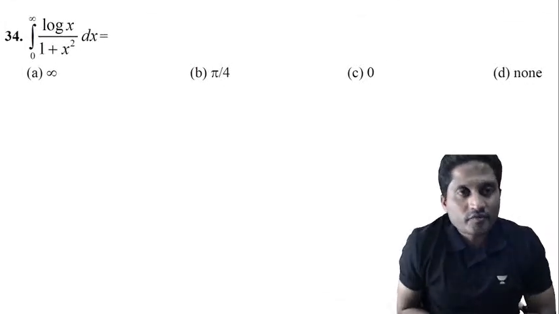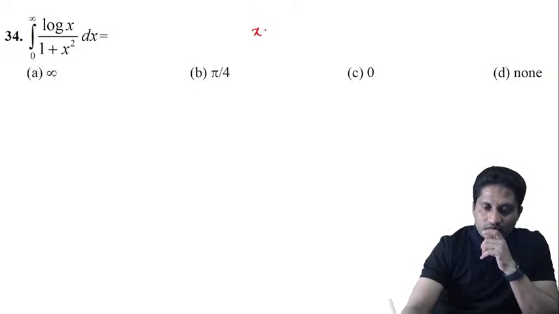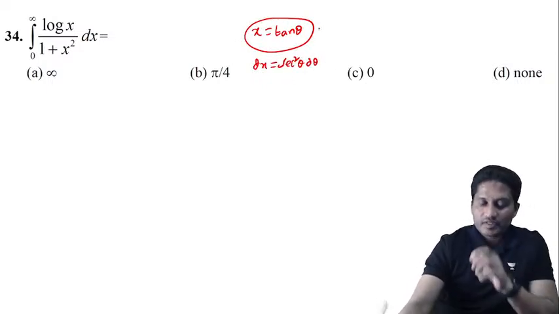Okay, question number 34. I'm going to put x is equal to tan theta, because you have 1 plus x square. Then dx is equal to sec square theta d theta. Even the limits will change.